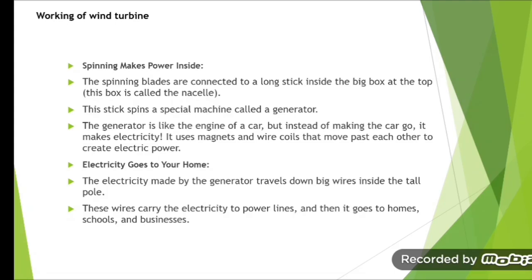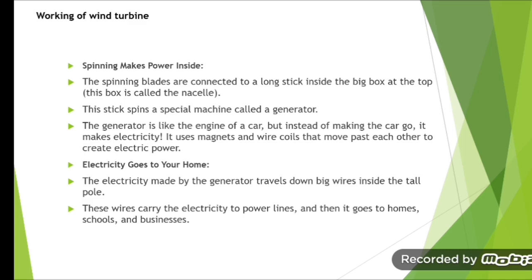The next step is spinning makes power inside. The spinning blades are connected to a long stick inside the big box at the top of the wind turbine. This box is called the nacelle. This stick spins a special machine called a generator, and this generator is the main component of the wind turbine. The generator is like the engine of a car, but instead of making the car go, it makes electricity. It uses magnets and wire coils that move past each other to create electric power.